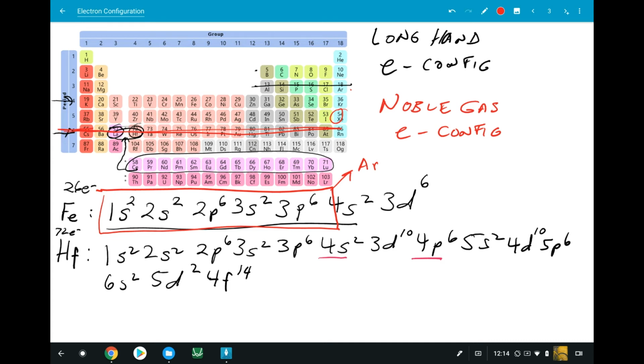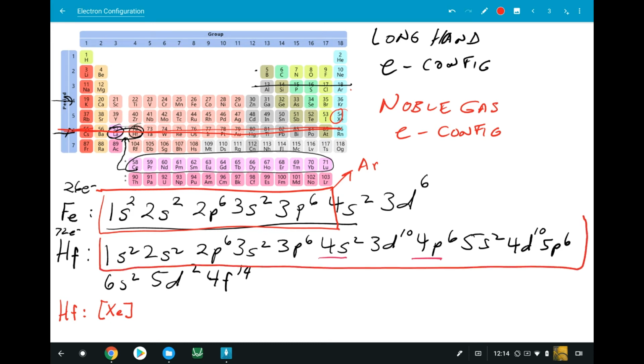Well, what we could do for hafnium, instead of writing this all out, we take a bracket, we write xenon, the noble gas. That's the row above the particular element that you're interested in. And then we take this little piece, because see, this electron configuration right here, where it ends at 5p6, that's the electron configuration of xenon. So why write that all out? We know that's completely filled orbitals. So let's just write the electron configuration just before hafnium is landed upon.